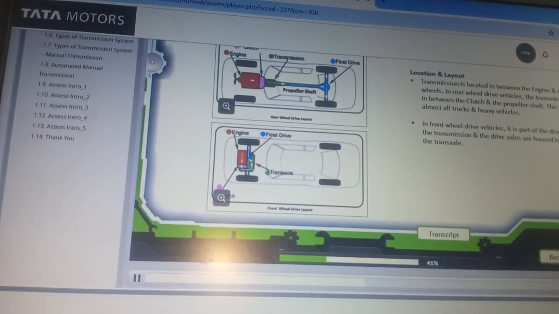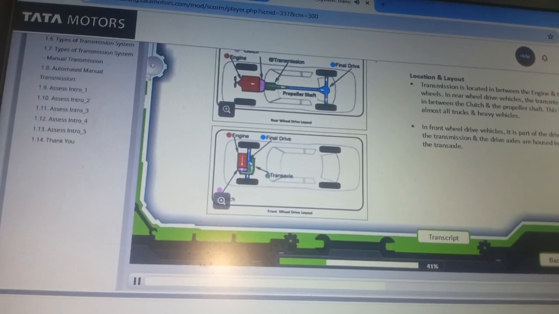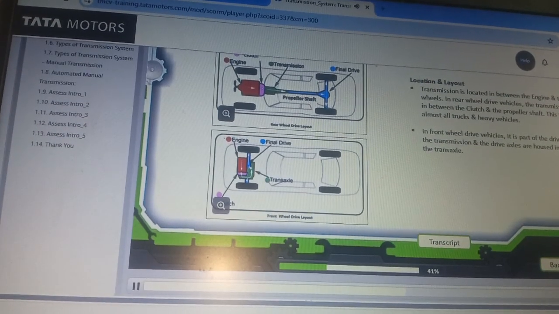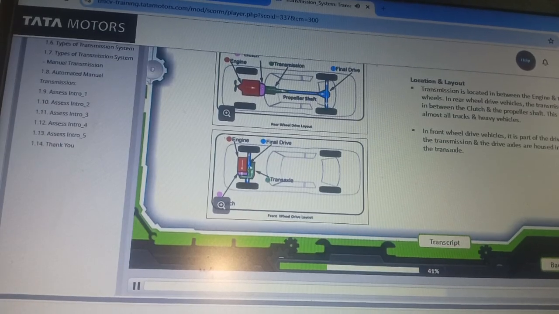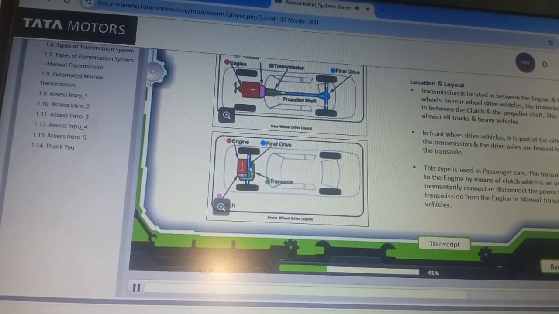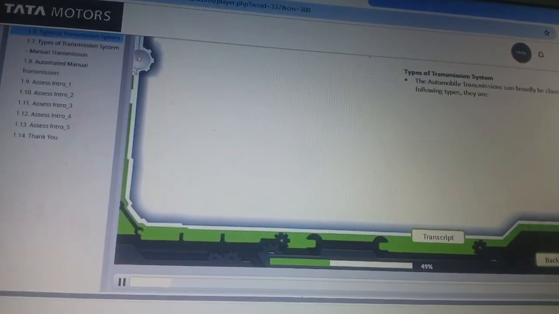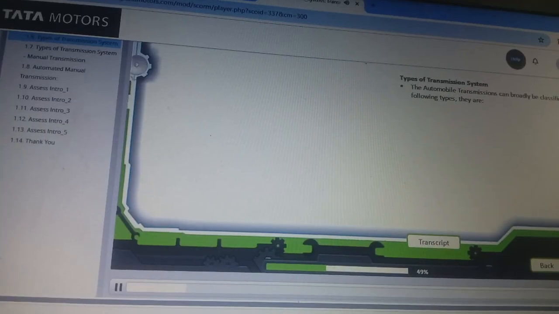The transmission is attached to the engine by means of a clutch, which is another device to momentarily connect or disconnect the power to the transmission from the engine in manual transmission-equipped vehicles. Click Next to continue. Transmissions can broadly be classified into the following types.